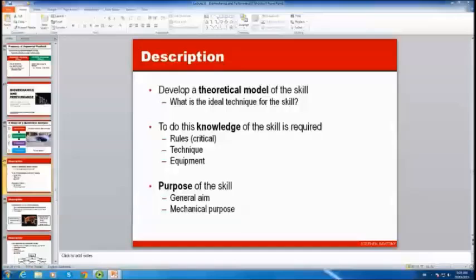Let's talk about describing our ultimate model. Like, what is the ultimate way to do the skill? What's our best case scenario? For us to understand what it is, we need a knowledge of what is required. The most important piece of knowledge by far are the rules. By far. Because the rules determine what we can and can't do. And when we have those rigid guidelines, we're locked in place. We can't manipulate those rules. So we must establish them. And then after that, we look at the two other components. What technique we can use and what equipment we can use.